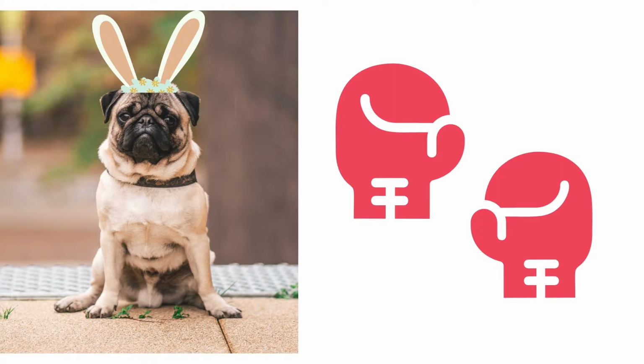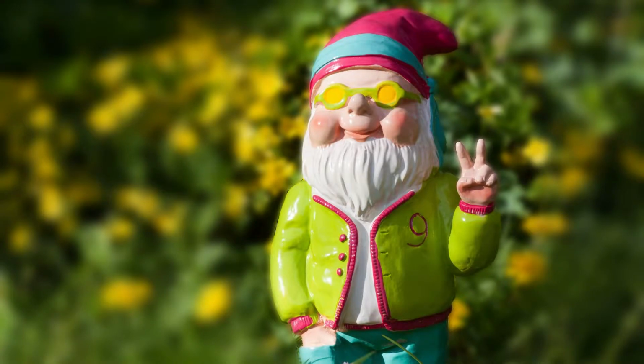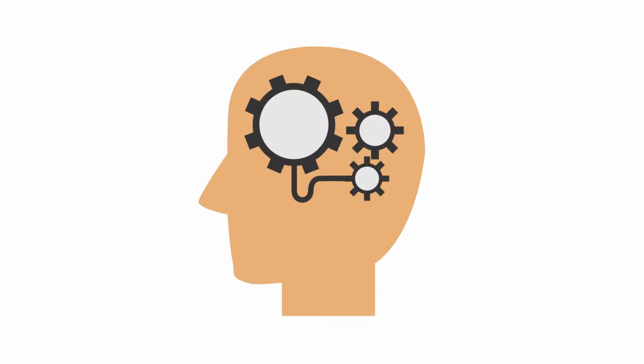Step 4. Make an association between Rocky Balboa and the pug with rabbit ears. Visualize the pug with long ears training Rocky Balboa to be a boxer. The image you create has to be ridiculous or awkward. Congratulations! You have just learned a new word. That is how you remember vocabulary effectively using memory techniques and visualization.